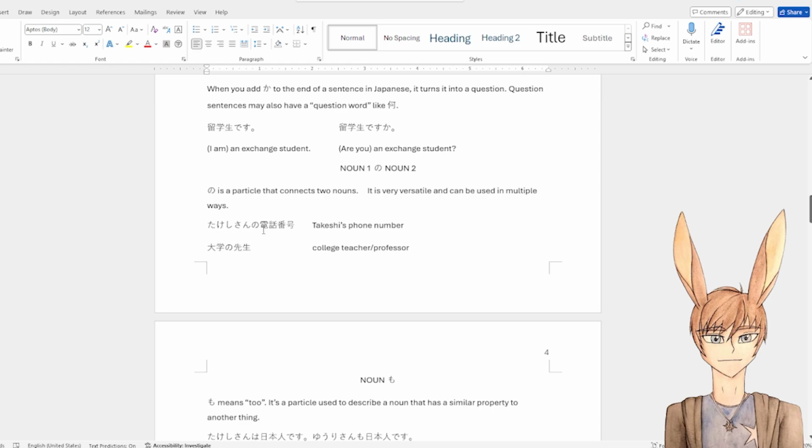So Takeshi-san no, I think it's denwa bango, so Takeshi's phone number. And daigaku no sensei means like college teacher or college professor. If you were to introduce yourself and give your name to someone, you would say, watashi no namae wa Nozomi desu. So that's another way of using the no particle.